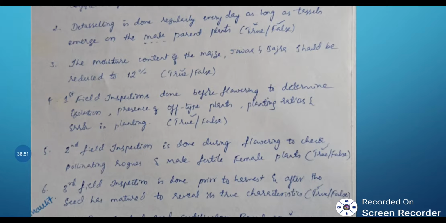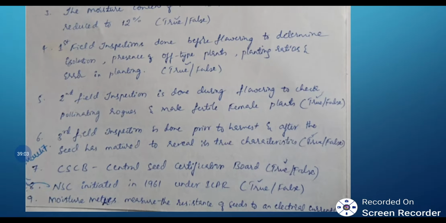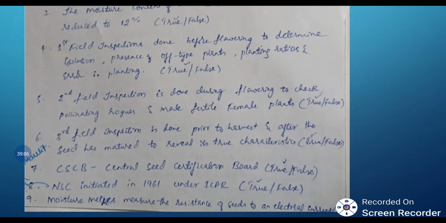Next है second field inspection is done during flowering to check pollinating, roguing and male fertile female plants. This is also a true statement. Third field inspection is done prior to harvest and after the seed has matured to reveal its true characteristics. ये भी true statement है. Next is CSCB means Central Seed Certification Board. NSC is initiated in 1961 under ICAR. ये भी true statement है.